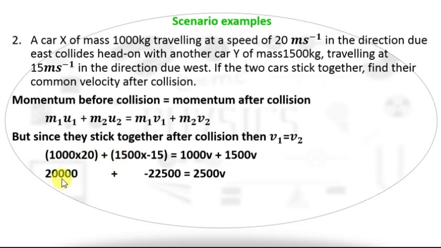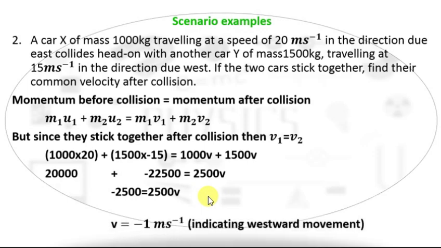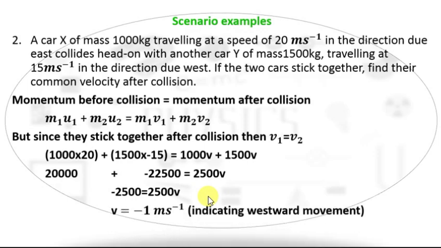This gives us 20,000. This gives us negative 22,500. This 1,000 v plus 1,500 v gives us that. And when we solve, we get our final velocity as negative 1 meter per second. Negative means what? It means their final velocity is in the west direction, meaning car Y ends up pushing car X because car Y was carrying more momentum than car X. That is it as far as momentum is concerned.